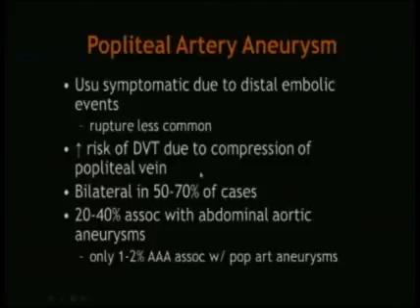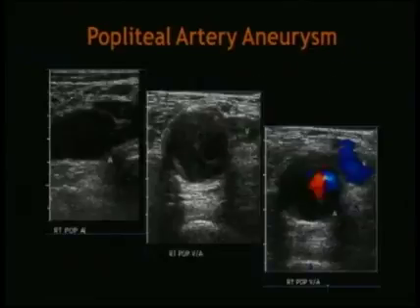to rule out an aneurysm, as there's up to a 40% incidence of AAA when a patient has a popliteal artery aneurysm. Here's an example of a long axis view of a popliteal artery aneurysm.